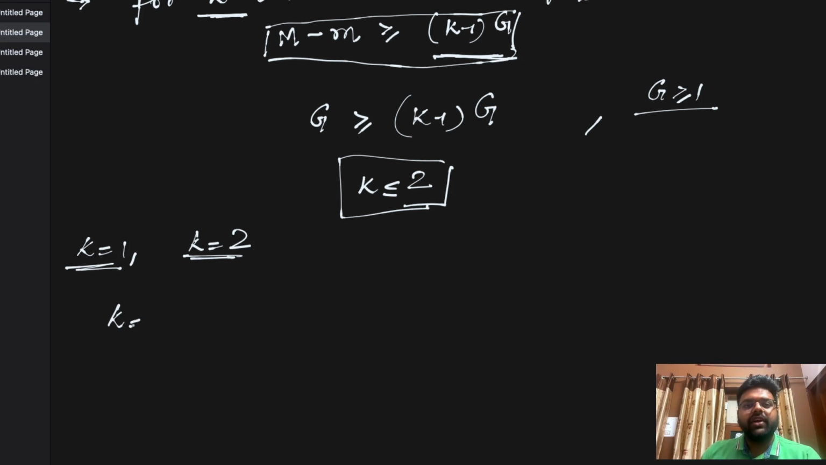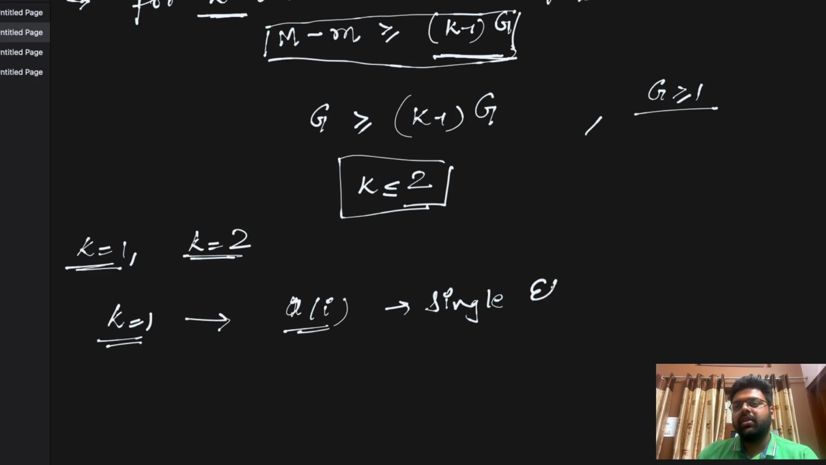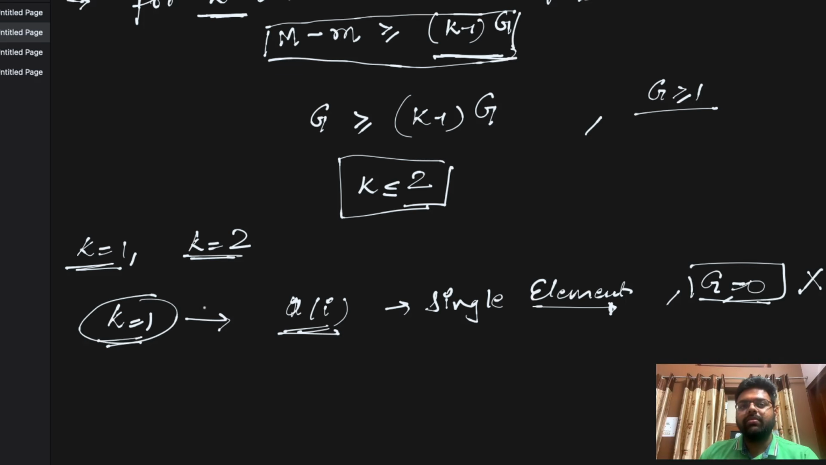So what if k is equal to 1? If I take a subarray of length 1, then I'm dealing with a single element, a of i. Then my G would become 0, because the maximum value is a of i and the minimum is also a of i, so the difference would be 0, which is not possible. So in that case, if k is equal to 1, my array is not good.